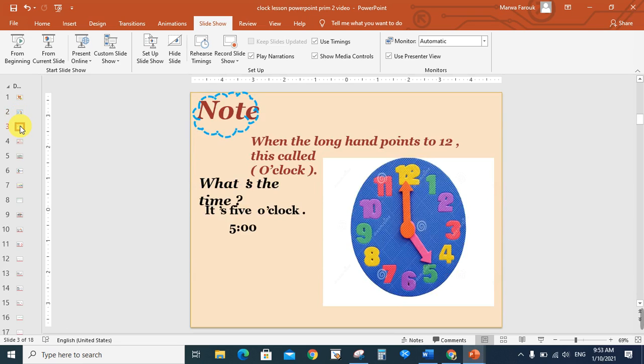Okay. We have a note here. When the long hand points to 12, this is called o'clock. What is the time here? The short hand on 5 and the long hand on 12. So it's 5 o'clock.